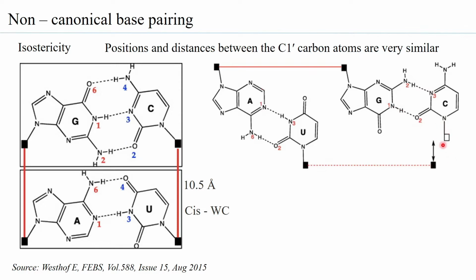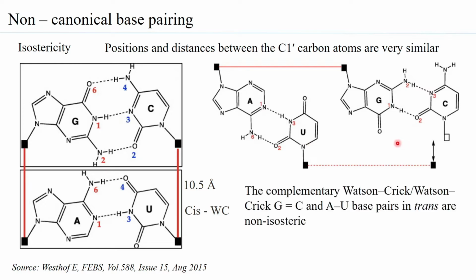However, what in reality is observed is that this sugar over here is far away and not the conventional 10.5 angstroms. So therefore, you will consider that the two base pairs are not isosteric. They do not show isostericity. So the complementary Watson and Crick, now we call it complementary because it is GC base pair, right? We call it complementary because it is AU base pair.